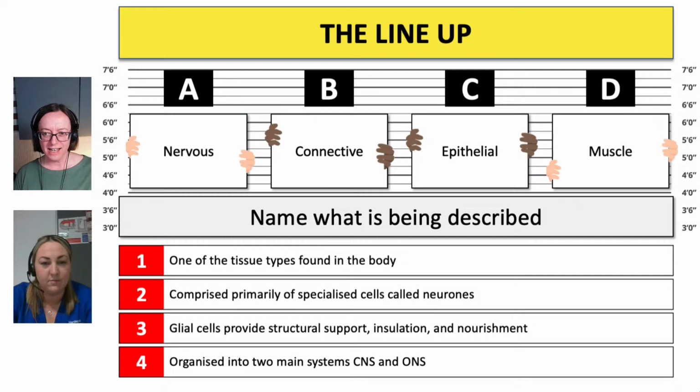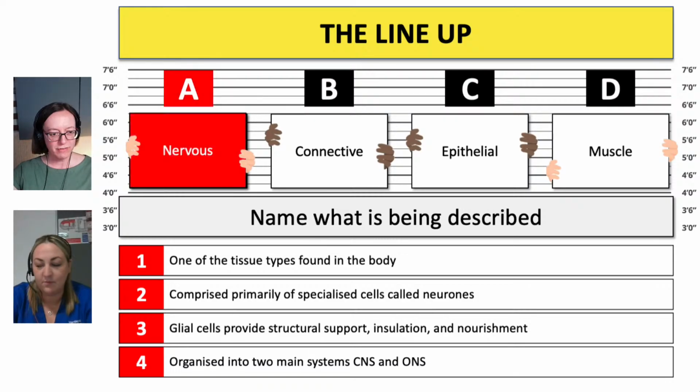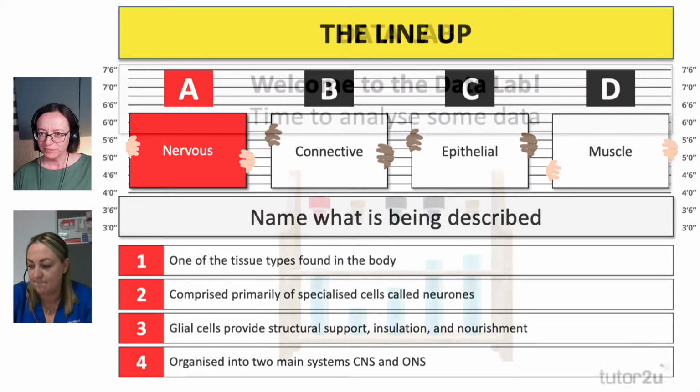So is the answer A, B, C or D? Waiting for someone at home. Okay, someone has said nervous. Well done, that person. In fact, you can have a round of applause. Well done. Brilliant. Nervous tissue. Apologies about my typo there.